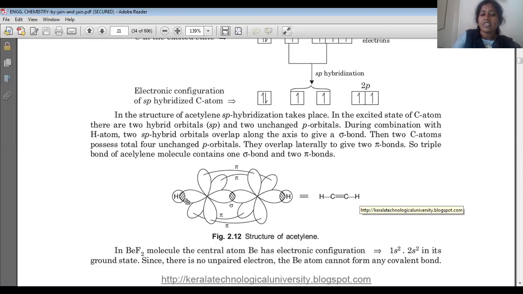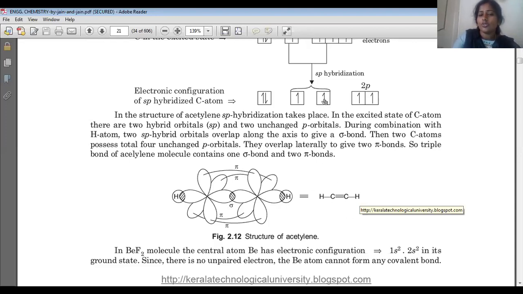which is called the sigma sp. Sigma sp stands for the sp orbital of carbon and the s orbital of hydrogen overlapping axially to form a sigma bond. Here also there is a sigma bond between the sp hybridized orbitals of the two carbon atoms. Here is another sigma bond formation between the sp hybridized orbital of carbon and the s orbital of the second hydrogen. So the final structure will be like this. We will get three sigma bonds.